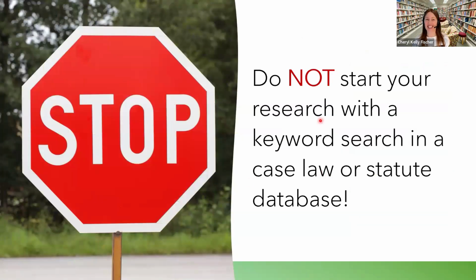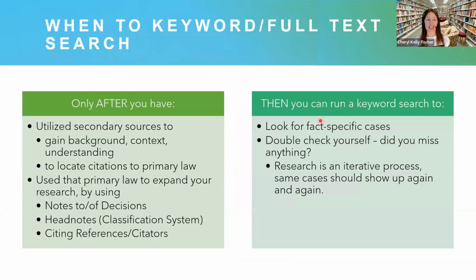Do not start your research with a keyword search in a case law or a statute database. When should you conduct your keyword full text search? Only after you've utilized secondary sources. That's that early step in the research plan process, because those secondary sources will help you gain background, context, understanding. They'll help you locate those initial citations to primary law.